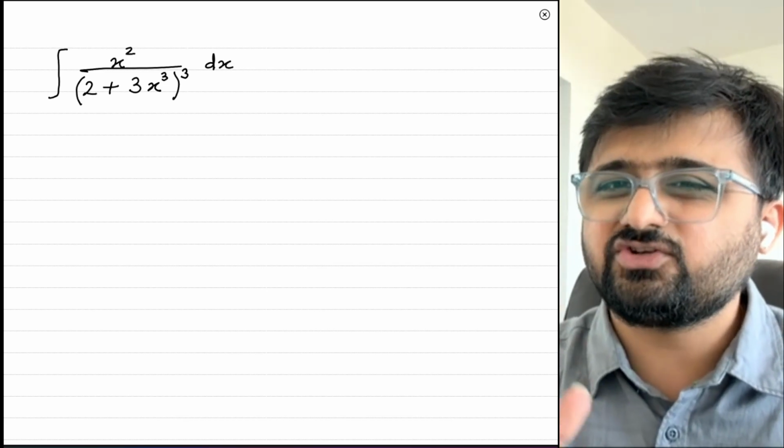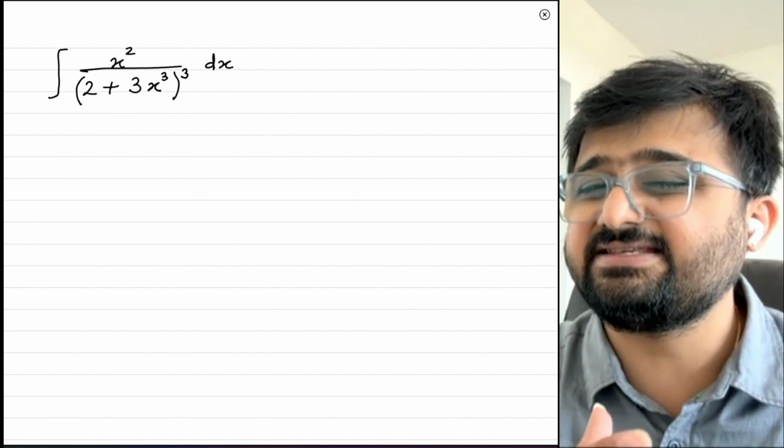Most students struggle with this question because they don't even know the first step, and this is the most classic example of u substitution.